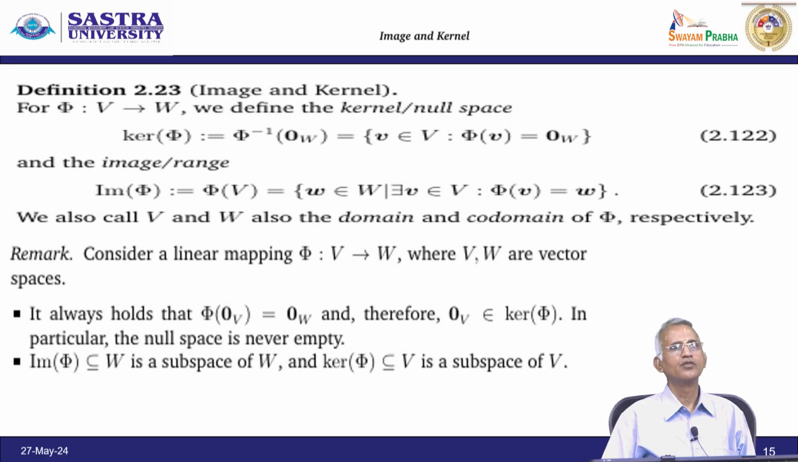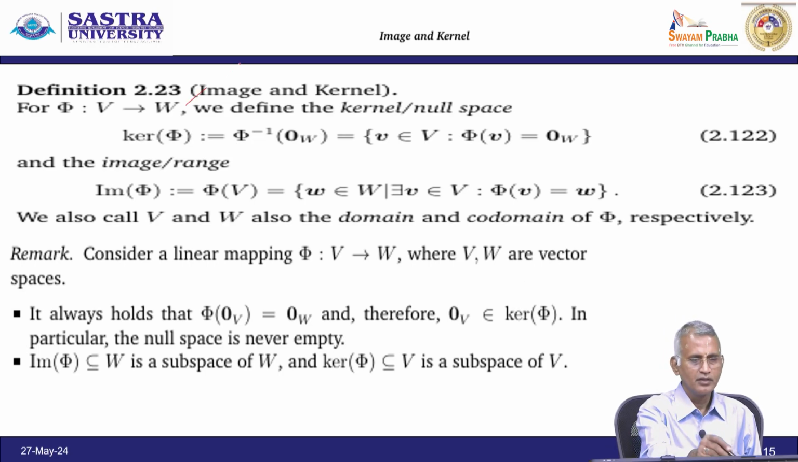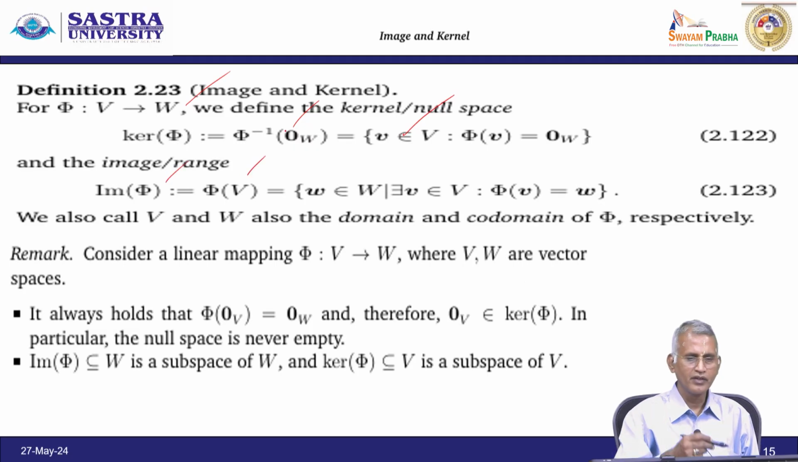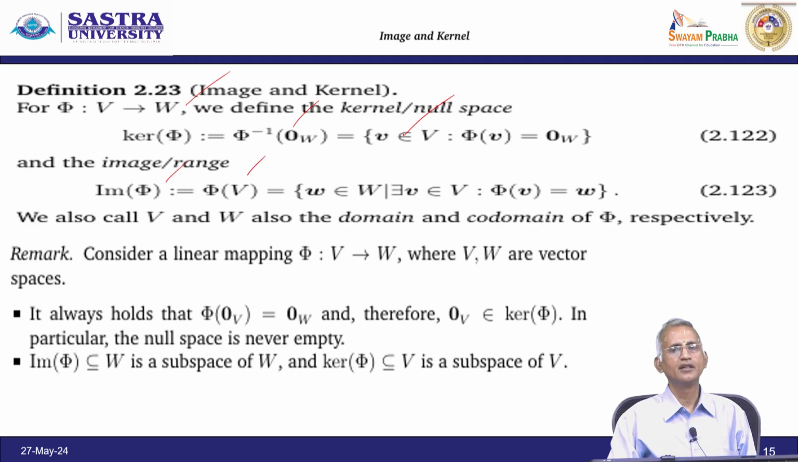Next, we will discuss the image and kernel. For phi such that V to W, we define the kernel or null space: kernel of phi is phi inverse of 0, where 0 is the identity element, meaning the vectors v in V such that phi of v equals 0. The image of phi is the set of phi of v, which is w in W, such that phi of v equals w. This is the meaning of image and kernel. We also call V and W the domain and codomain respectively.